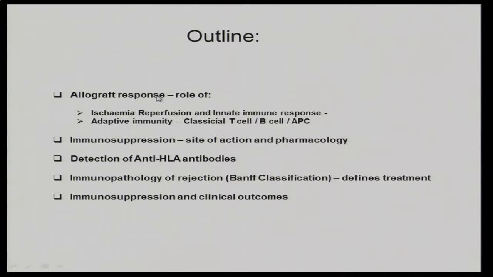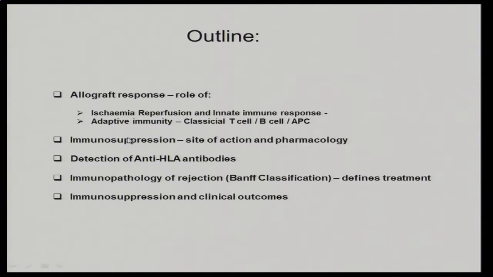There are two things we need to consider when thinking about immunosuppression and the allograft, the host response to the allograft. Firstly, there are donor and donor retrieval factors and ischemia reperfusion. And then there's the classical adaptive immunity. I want to cover the immunosuppressive drugs that we use and their site of action, remembering that whatever we discuss tonight applies to the drugs generally, whether you use them for autoimmune disease or other organs.